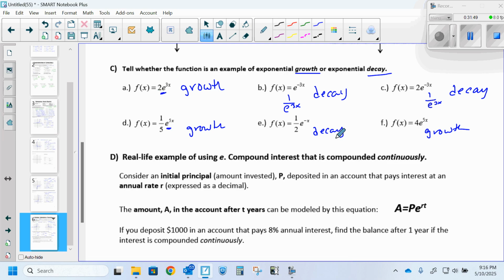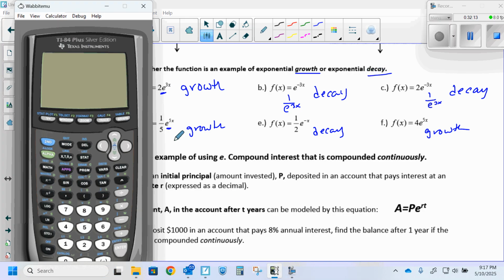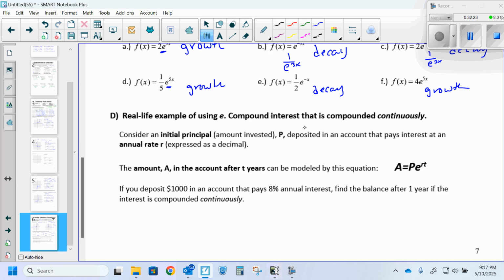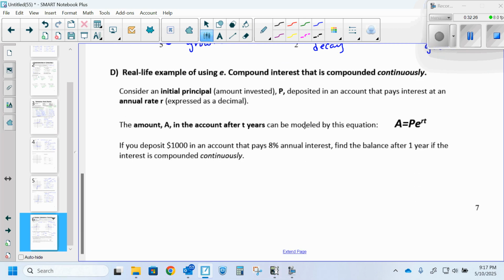Okay, last thing that we're going to do here is talk about a real life example of using e, and I call it PERT, P-E-R-T. I'm going to pull up my graphing calculator. All right, so a real life example using e: it's compound interest. If you've ever had a bank account that earns interest, you're very lucky.